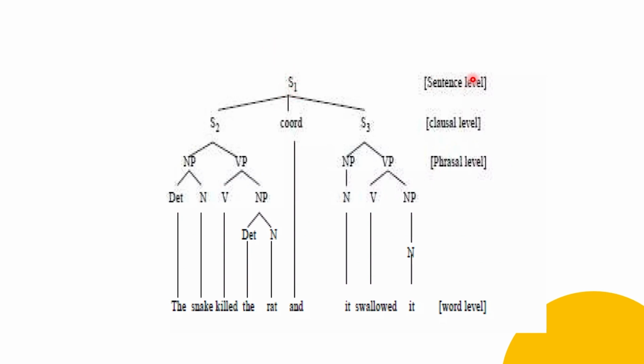The snake killed the rat and swallowed it. It is going to be this at the sentence level. And S2 is going to be the snake killed the rat. S3 is going to be and ate it. Okay, so it's going to be S2 and S3.